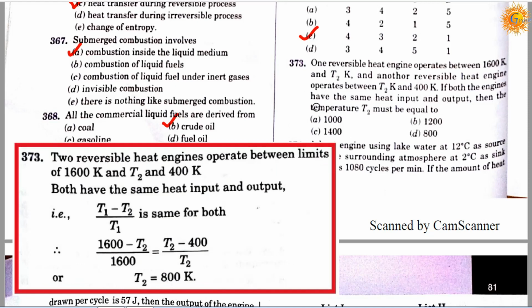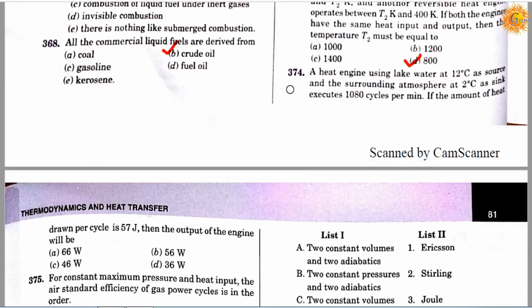So you can see the solution of this question here. Option A is 1000, option B is 1200, option C is 1400, and option D is 800. So the correct answer is D, it will be 800. You can check the solution here.